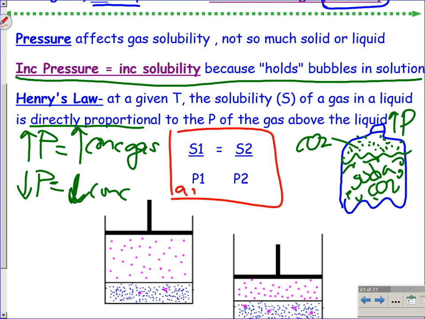So this could be in atmospheres. This might be in grams per milliliter, or grams per liter. As long as they're in the same units, it will work out for you. Okay?